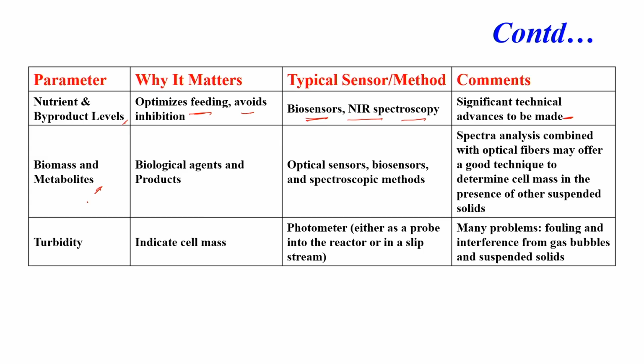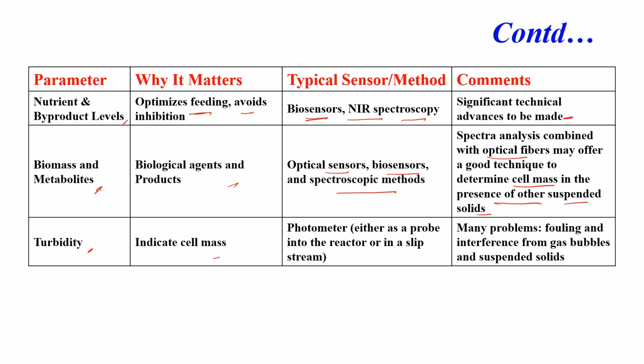Biomass and metabolites are the biological agents and product. So, we use optical sensors, biosensors and spectroscopy methods. In this case, spectroscopy analysis combined with optical fiber may offer a good technique to determine the cell mass even in the presence of other suspended solids. So, spectroscopy methods are quite powerful and they are applied in bioprocess monitoring as well.